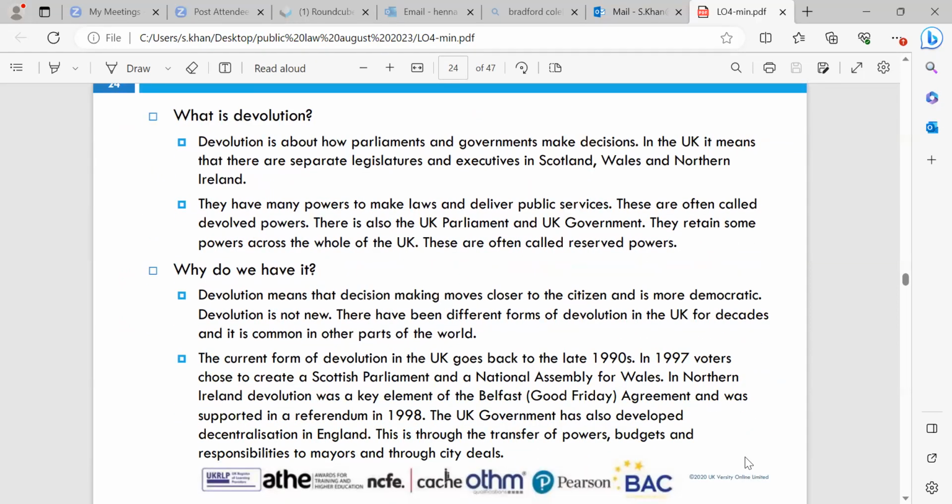What is devolution? So devolution is about how parliaments and government make decisions. In the UK, it means that there are separate legislatures and executives in Scotland, Wales and Northern Ireland. They have many powers to make laws and deliver public services. They're often called devolved powers. There's also the UK Parliament and UK government. They retain some powers across the whole of the UK. They are often called reserved powers.